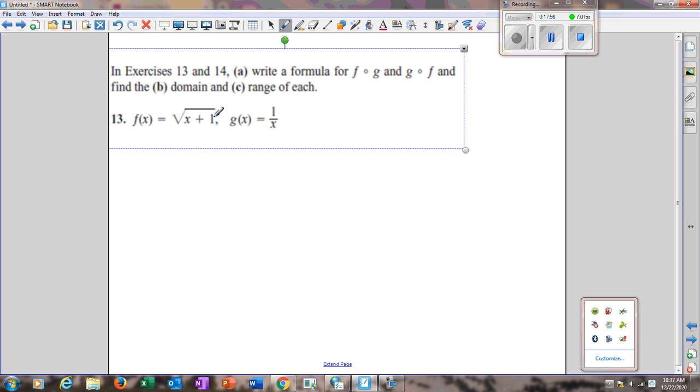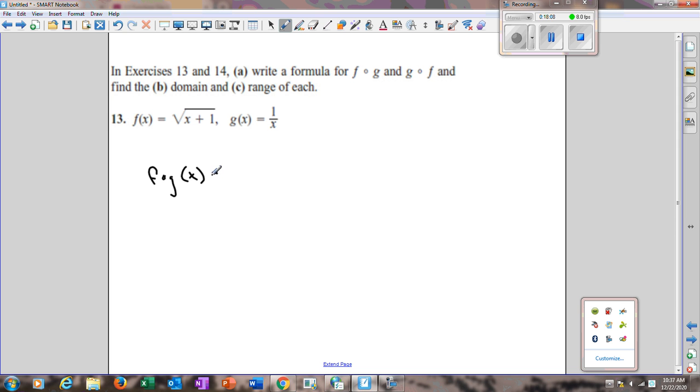Number 13, write a formula for f of g and g of f and find the domain and range of each. So first for f of g, that's just f of g of x, which means I'll just put 1 over x into my square root. Find the domain of this. I can't take the square root of a negative, right? So I can't have anything that would be less than -1 here. And I also can't have a 0 in the denominator.